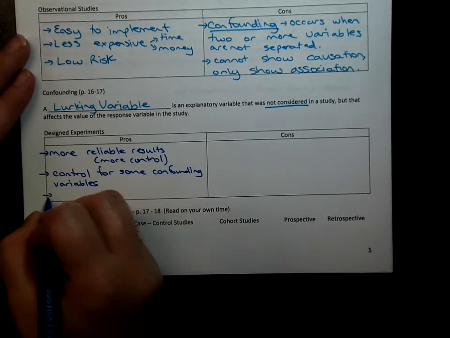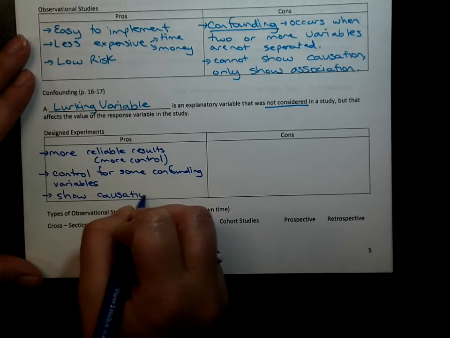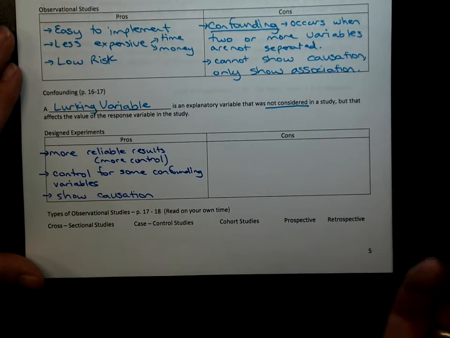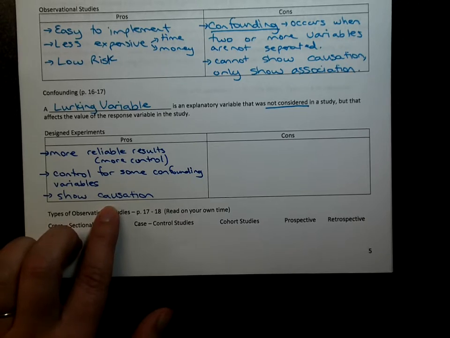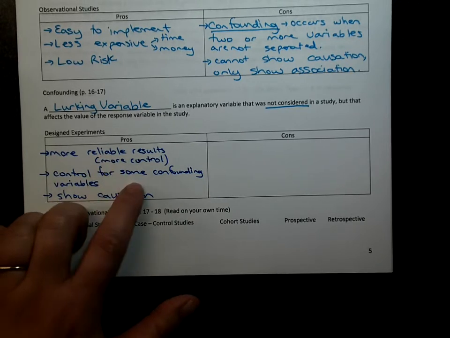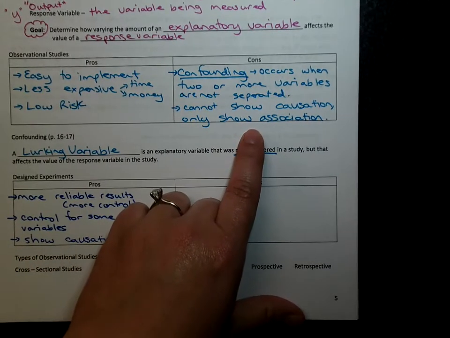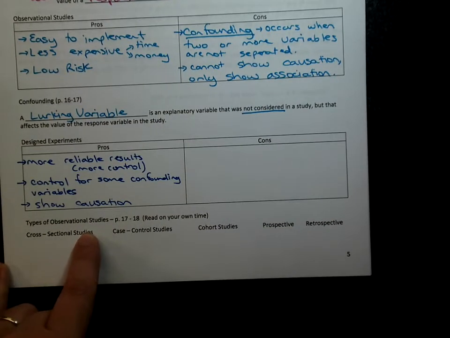And you can show causation. So the easiest example I can think of this is cancer research. If they could run an experiment, then they can show that this medicine causes this to happen, or this treatment causes that to happen, or this input causes this output. So you can be a little bit more bold in your statements if you can have more reliable results and more control. So you can show that causation, whereas in observational studies you can't. But in the designed experiment, if you do it correctly, you can show that causation.